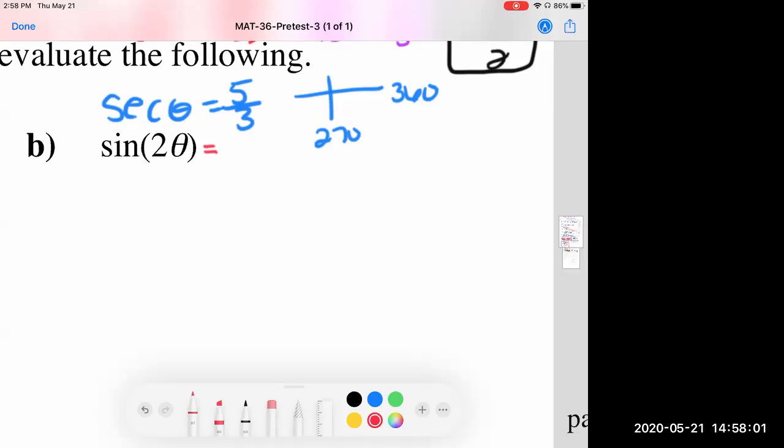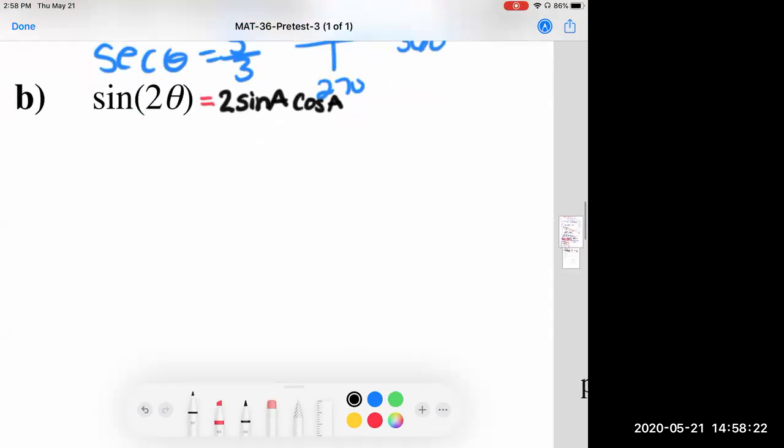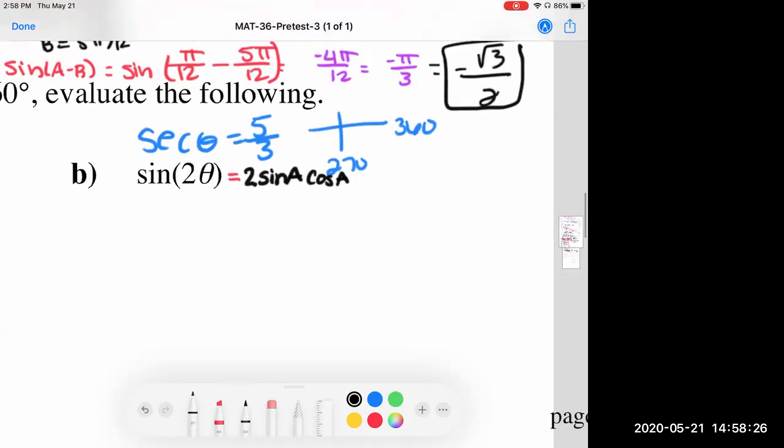All right, so sine of 2 theta, or 2a, you use a, is equal to 2 sine of a and cosine of a. All right, I need to find sine and cosine. But to find sine and cosine, I need to know the values that are made up by it.